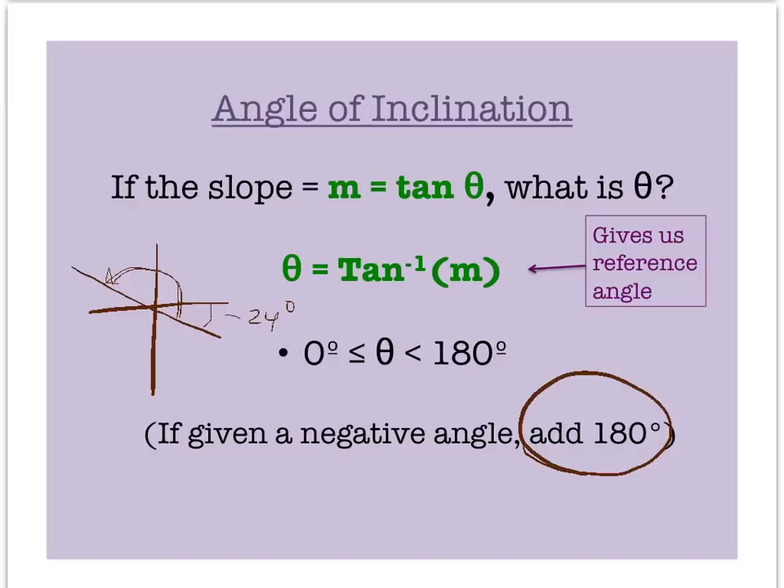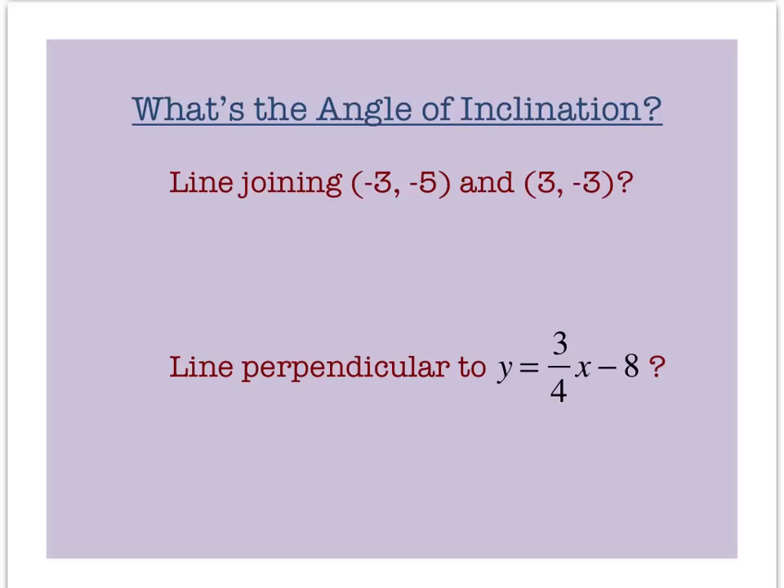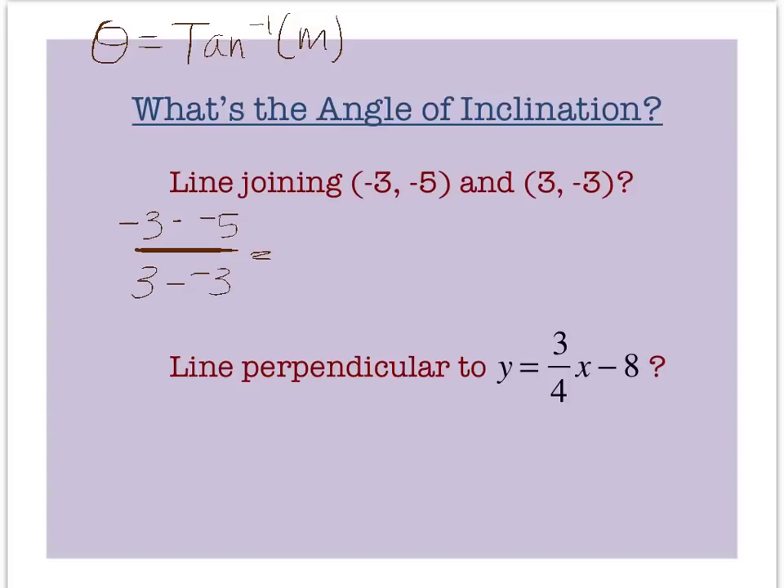So let's take a look at a couple examples and then we'll wrap it up. For these first two, it's asking us what the angle of inclination is. That means I'm looking for theta. And again, we can find that by taking the tan inverse of the slope. So the first thing we need to do is figure out what the slope is. For the line joining (-3, -5) and (3, -3), if I do y2 minus y1 over x2 minus x1, I end up with 2 over 6, or 1/3. Again, my slope is 1/3, so I'm going to take the tan inverse of 1/3.